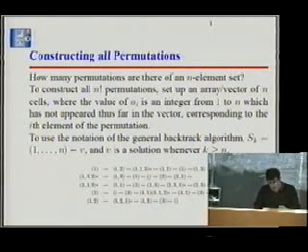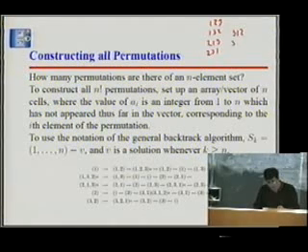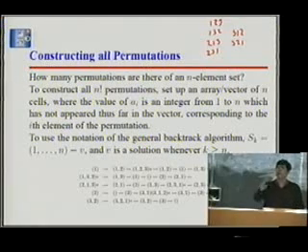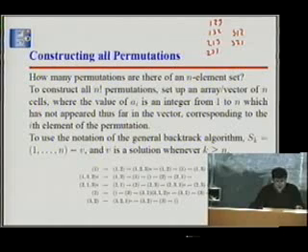What are they? 1, 2, 3, 1, 3, 2. 2, 1, 3, 2, 3, 1. 3, 1, 2, 3, 2, 1. See what I mean? 3 factorial permutations? 6? Any questions? So how are we going to construct all the permutations systematically?